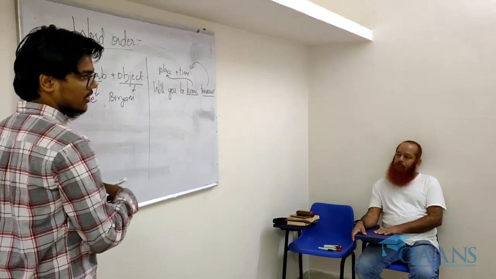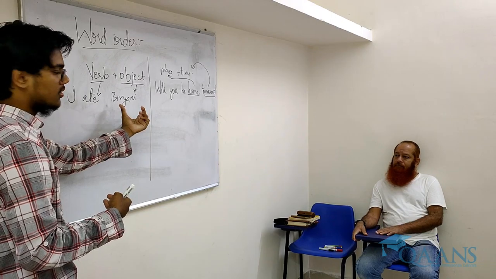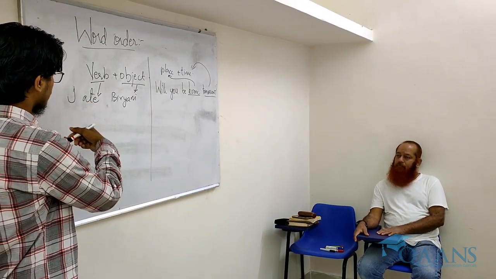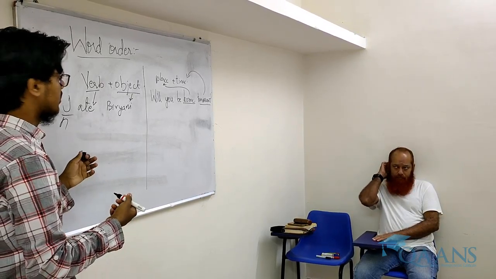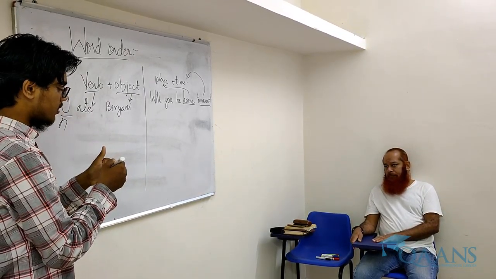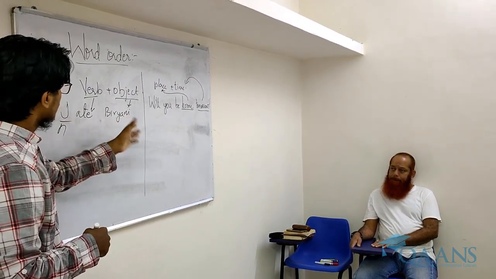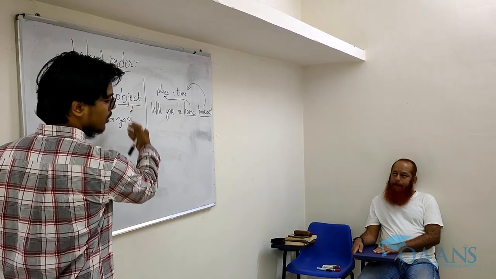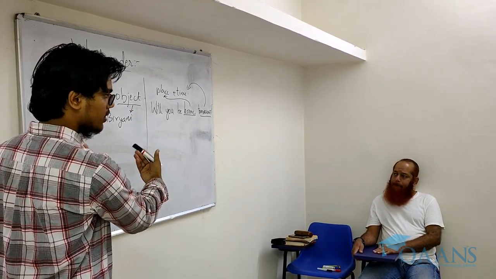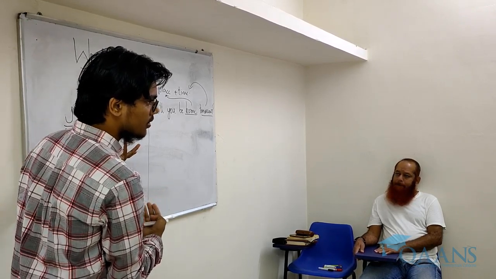For example, I ate biryani. Here I is the subject or noun, it can be noun or subject, anything. Ate is the verb here, and biryani is the object. So this is one kind of word order in a sentence.